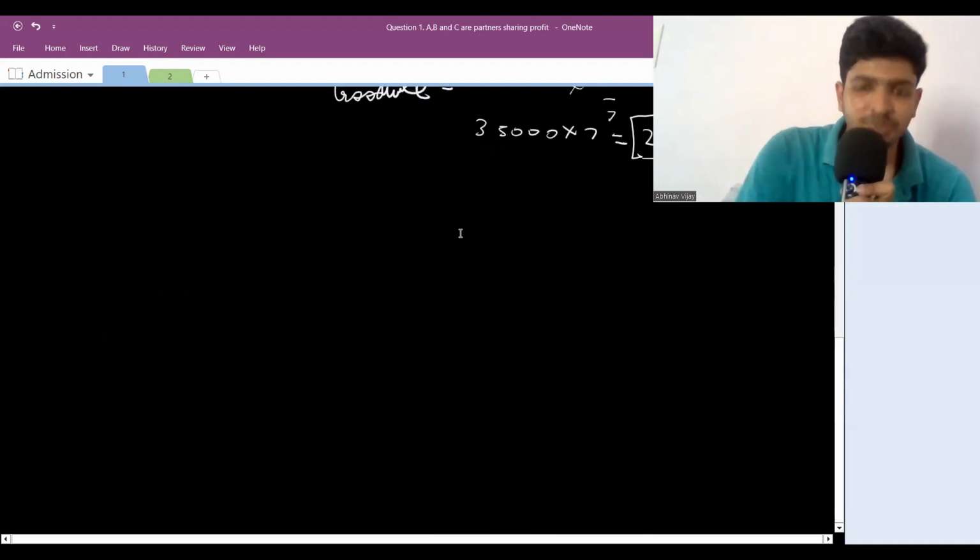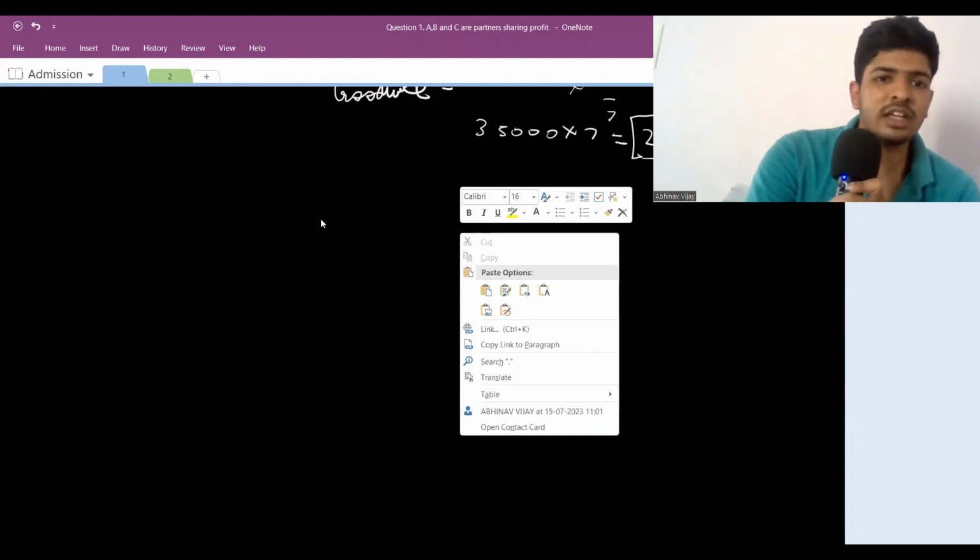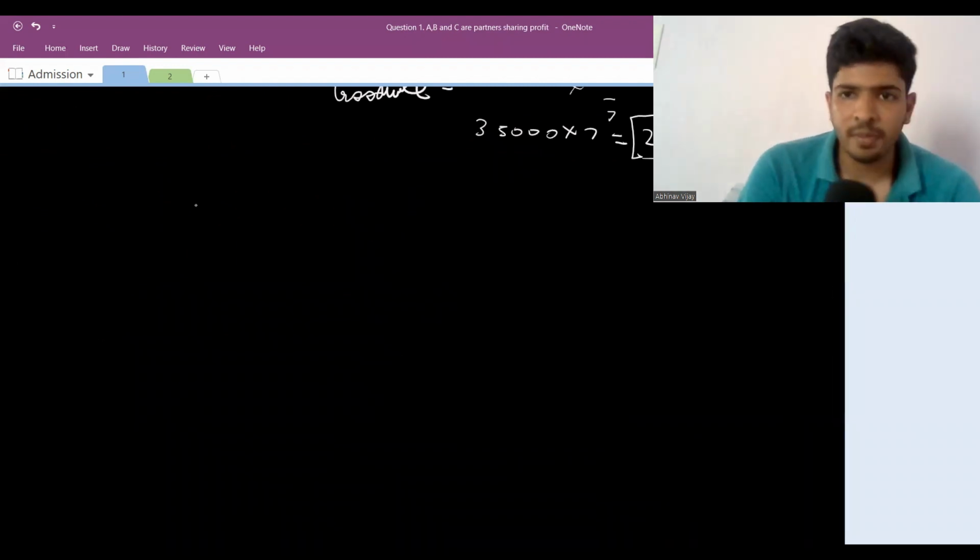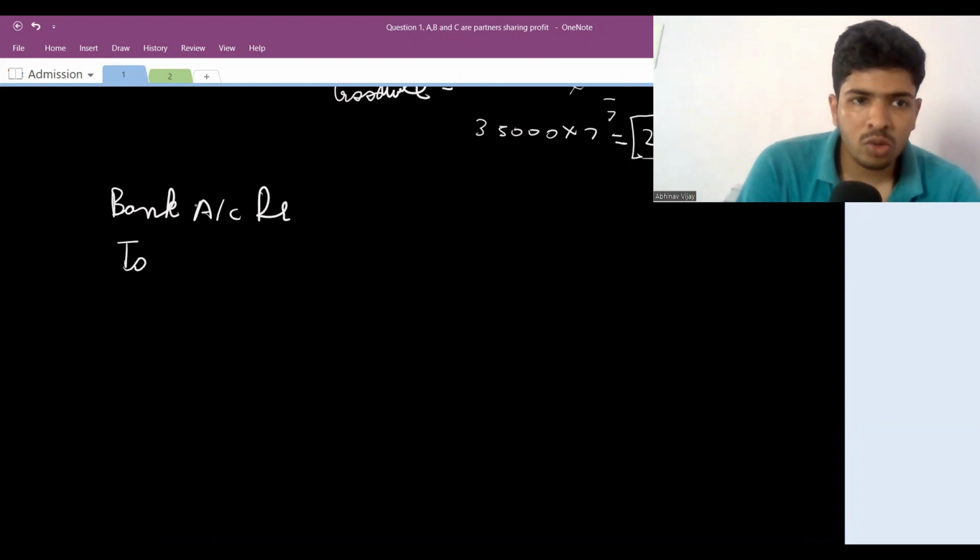That's what we're going to do now. Before case one, we're going to write the common entry first. What is the common entry? Simple. Bank account debited to D capital account, 5 lakhs.